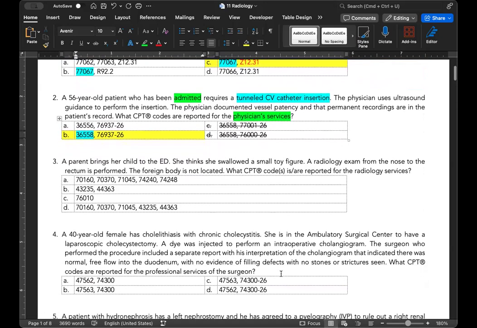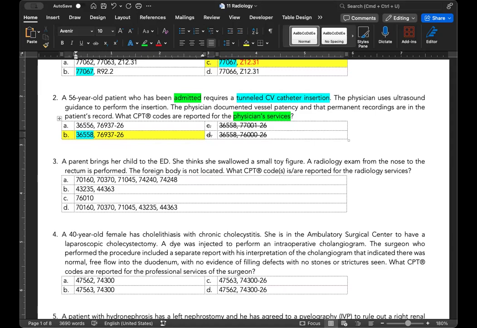Okay. Let's look at number 3. So a parent brings her child into the emergency department. She thinks that she swallowed a small toy figure. A radiology exam from nose to rectum is performed, and the foreign body is not located. So let's look at this from a coding from scratch standpoint. Okay. What service did we perform? Yep, the radiology exam. So what is a better term for a radiologic exam? An x-ray. Yep.